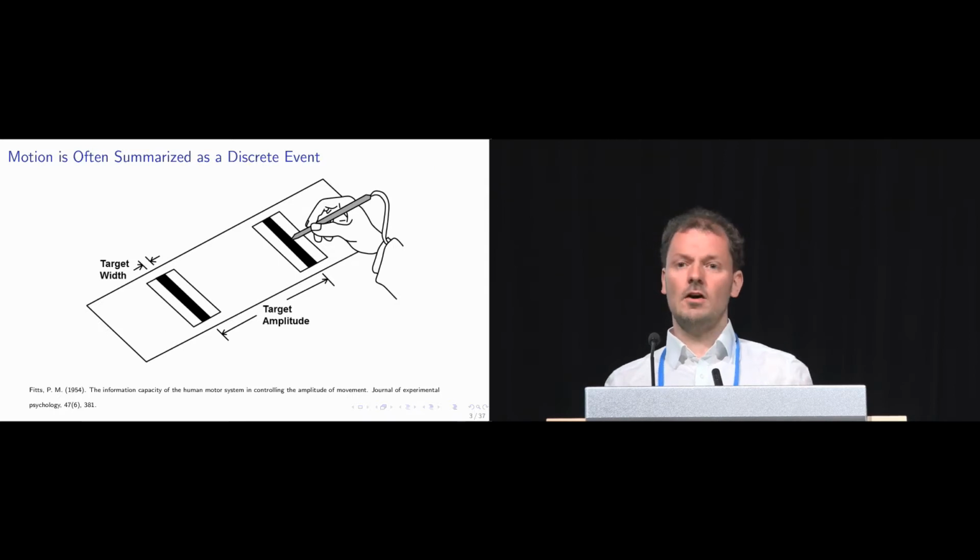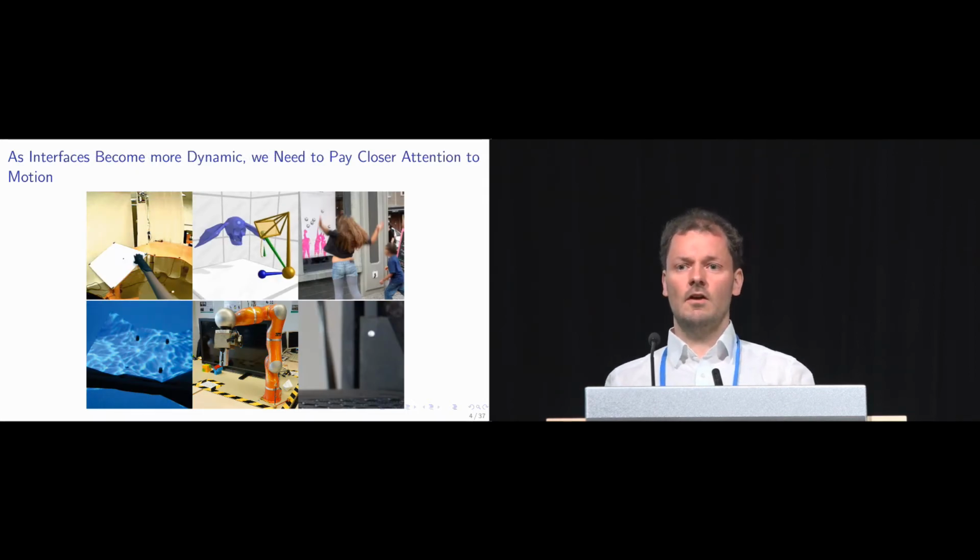And if we think about motion in interaction, what we often do is we don't actually pay a lot of attention to the complexity of motion, how motion unfolds over time. But what we often do is we tend to summarize the entire motion using some overall summary statistics, such as the movement time, abstracting from the dynamics of the motion. And this has been very successful in the past, and it has been very successful for us for designing discrete interaction.